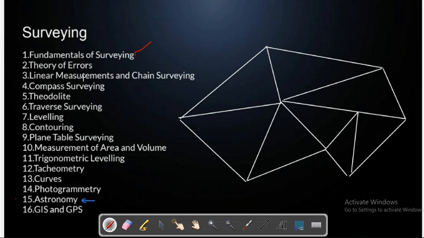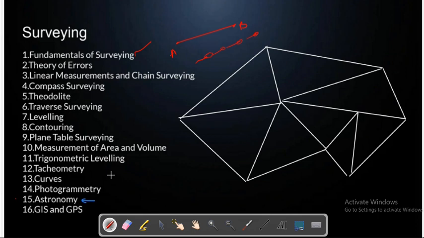Then we'll deal with linear measurement, that is, one direction measurement. If we try to measure one length, suppose A and B, two objects are there, and we have to determine the distance between A and B, then the method which we follow is called linear measurement, and we will use a chain for measuring these distances. A chain has some links, and these links are attested. With the help of that type of instrument, we'll measure the linear distance between two points. That is called linear measurement and chain survey.